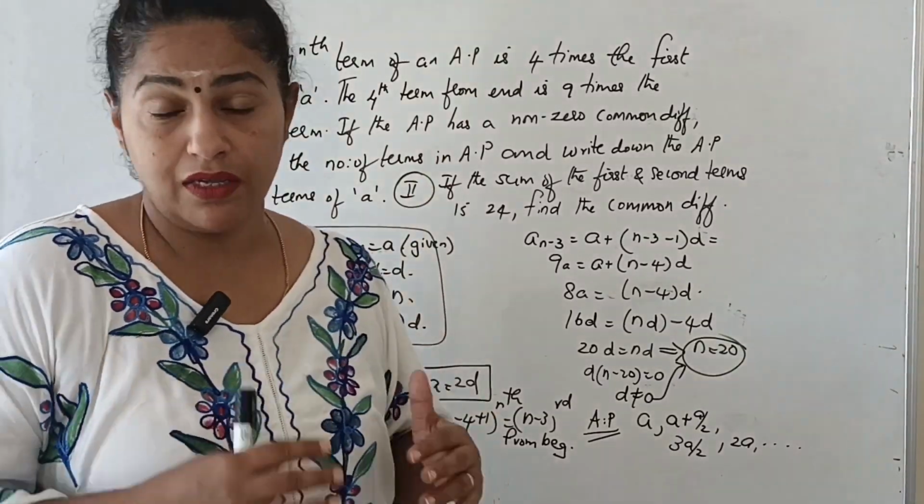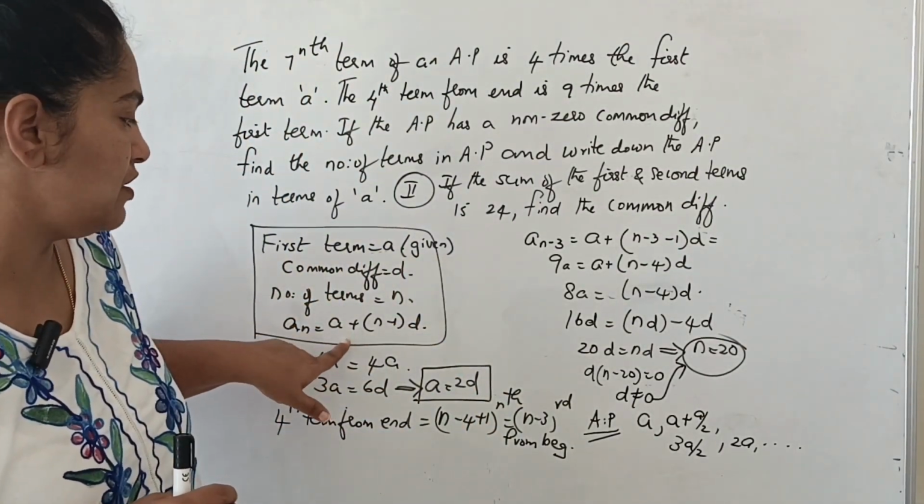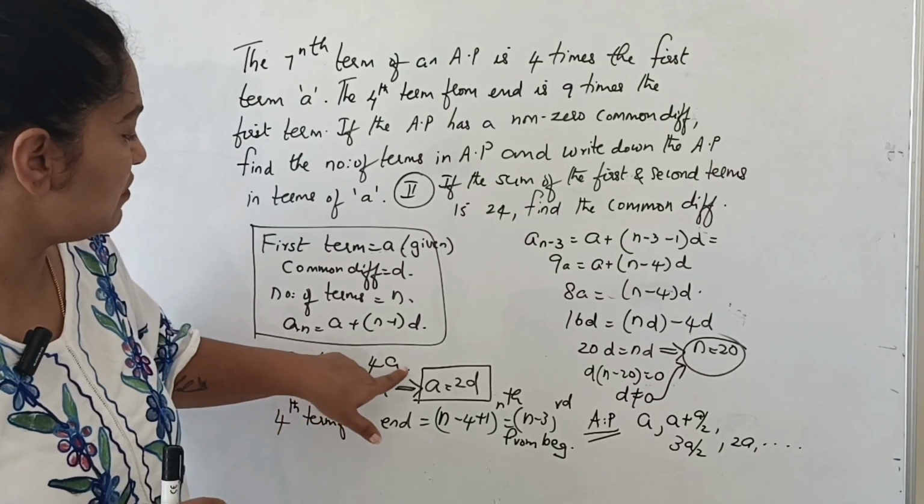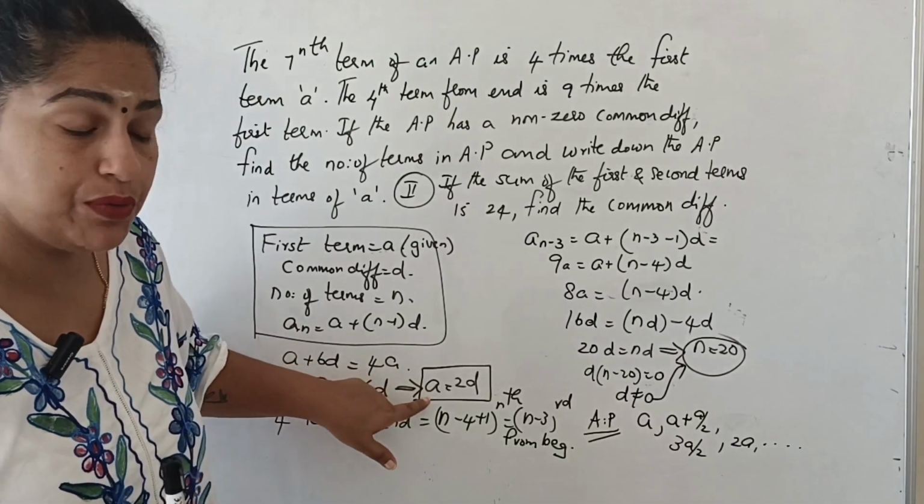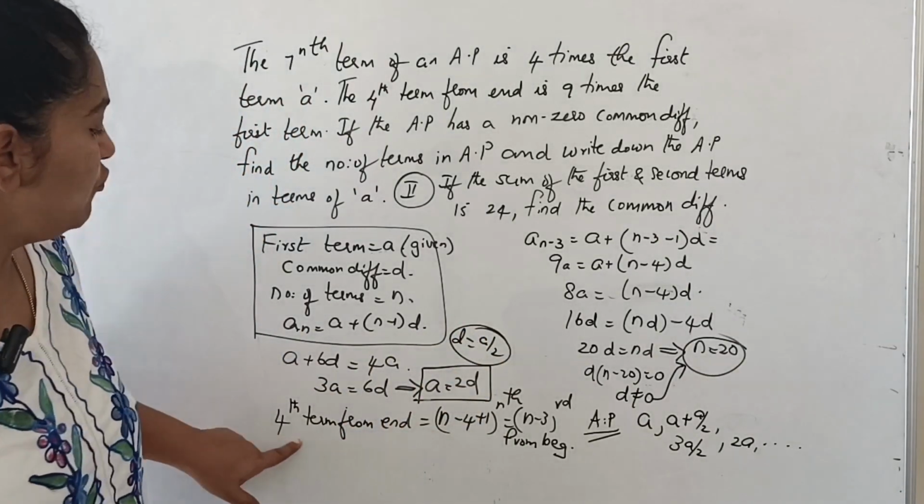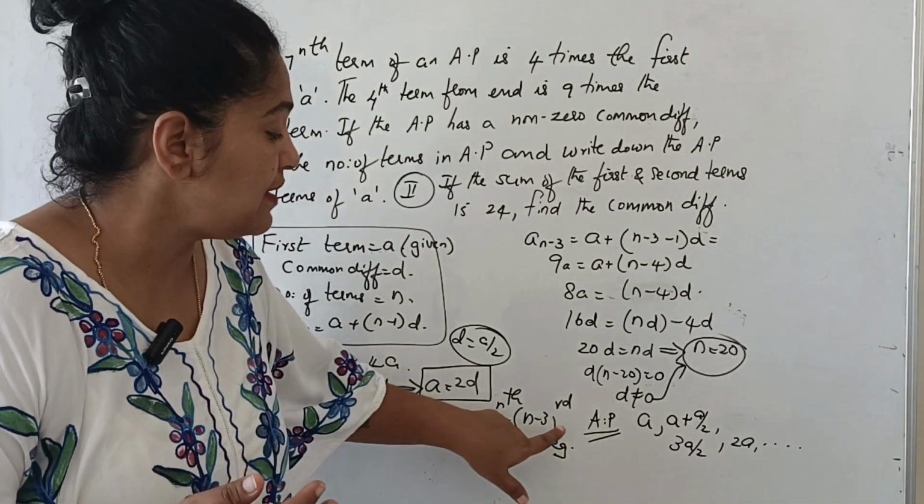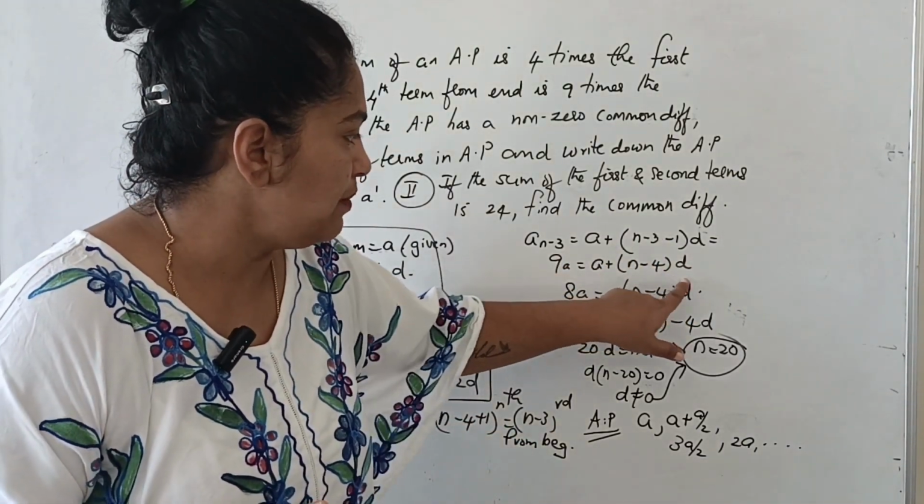I have written it in a structured way. So first term a is given, common difference, number of terms, and the nth term I have mentioned. Now a plus 6d is 4a. So I am getting a relation between a and d, which is a is equal to 2d. I can also say d is equal to a by 2. Fourth term from the end, as I explained, is the (n minus 3)rd term from the beginning. I have written the formula. So this is what I am getting.